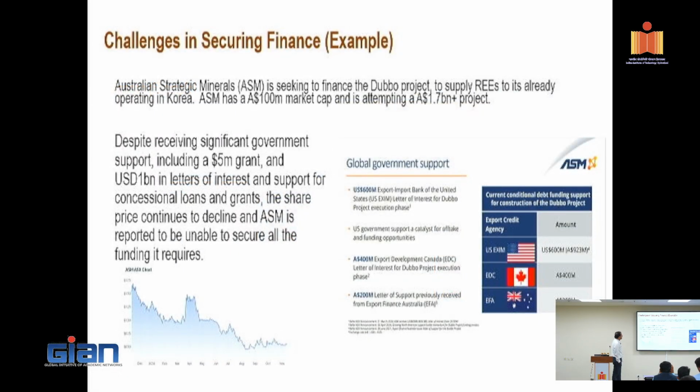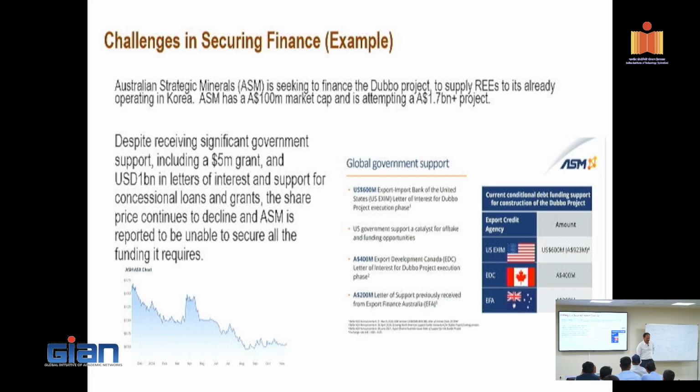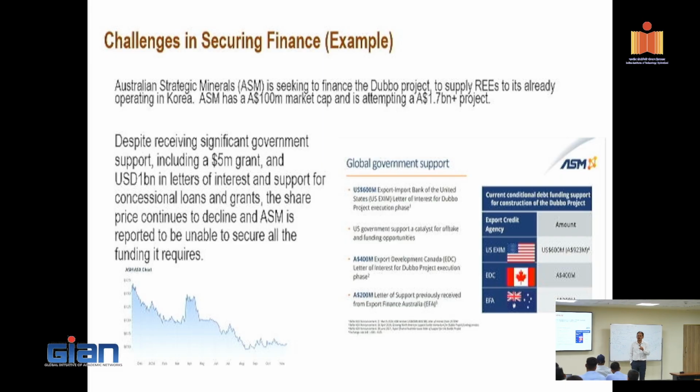Yeah. So for example, there is Australian Strategic Minerals. They own a mine in north central New South Wales. Sydney is New South Wales capital, right? And they produce rare earth oxide concentrate and they ship it to Korea where they make magnets. And any downstream processing in Australia is very expensive. That's why they don't do it.